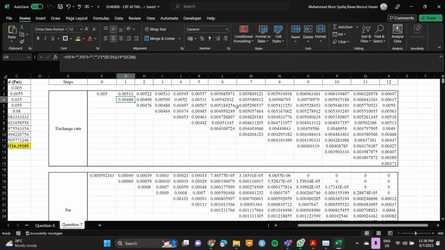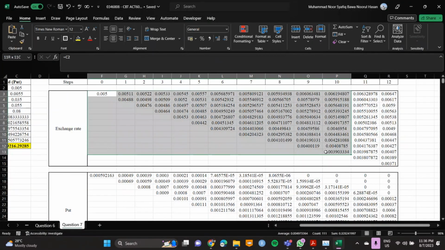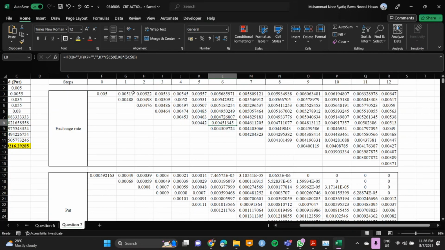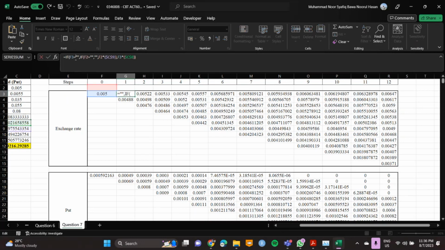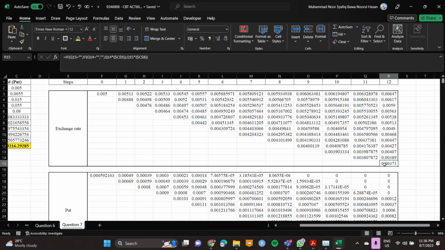We keep doing the same if formula for all the functions from time 0. So if you want to see it clearly, from time 1 to time 12, we use the same if function. So we can eventually drag them to get the binomial tree. So this is how the binomial tree looks like for the exchange rate.